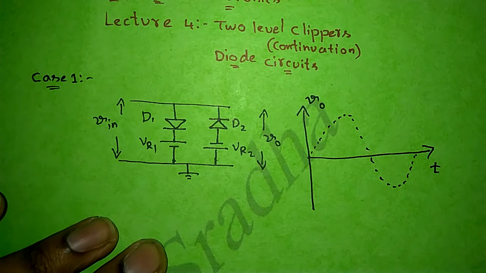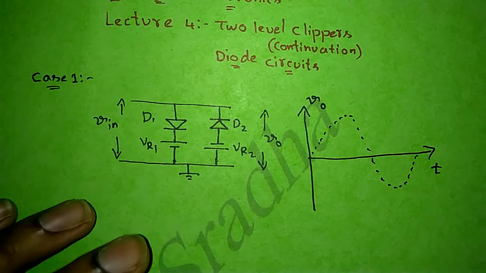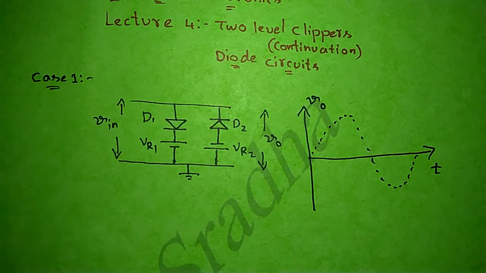I always consider a sine wave as input. Why? Because it is a standard waveform. So by considering the sine wave, we can analyze the circuit in an easy manner. So the first step is we have to consider the input waveform in dotted lines on the output graph. Next, we have to represent the reference voltages with dotted lines on the graph.